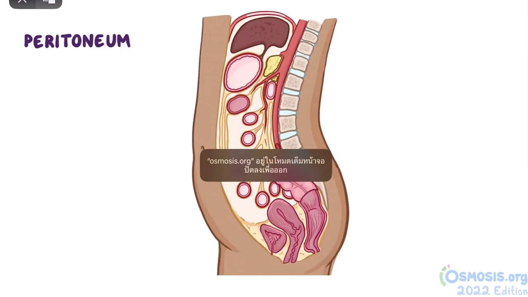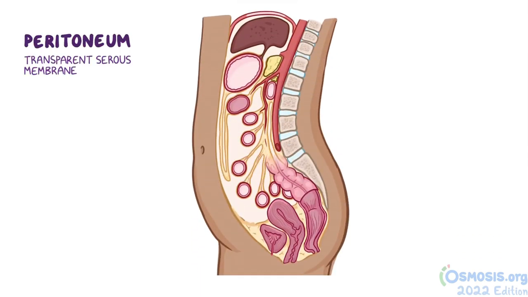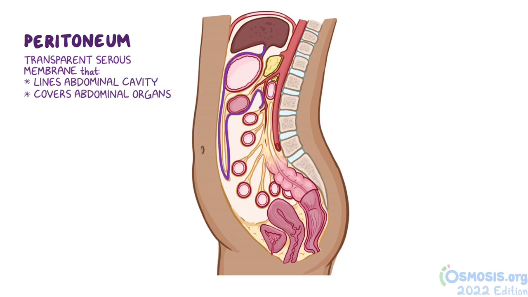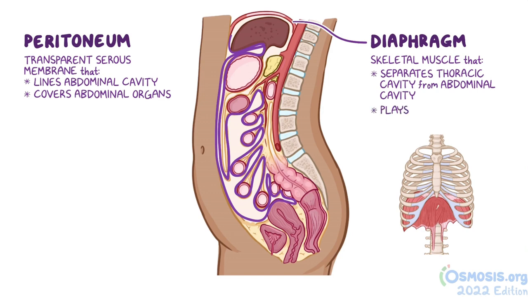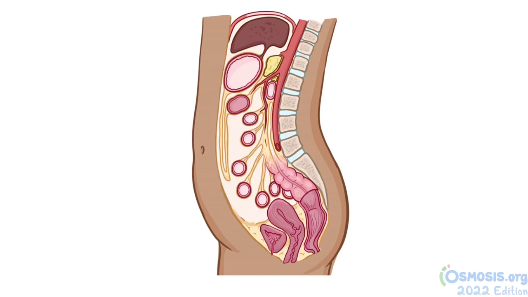The peritoneum is a transparent serous membrane that lines the abdominal cavity and covers the abdominal organs, whereas the diaphragm is a skeletal muscle that separates the thoracic cavity from the abdominal cavity and plays an important role in respiration. Understanding the anatomy of these structures allows us to better understand the unique clinical conditions that affect them. Let's start off by reviewing the innervation of visceral and somatic pain in the abdomen.